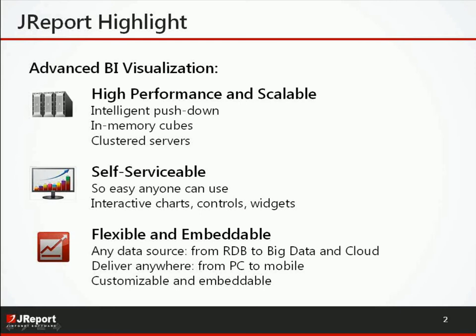And the third area is flexibility and embeddability. So first, any data source. We can connect to relational databases, big data sources like MongoDB and Hive, cloud data sources like Amazon Redshift and RDS. Next, delivering anywhere from PC to mobile. This is very important. You can obviously get your data through a standard PC, through the browser, but we can also give you your data on the go when you need it through our JReport mobile app. This is a native iOS app available in the App Store today. We'll show you that. Actually, we'll talk about that a bit later.